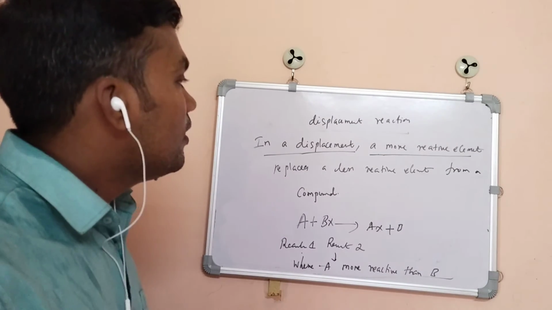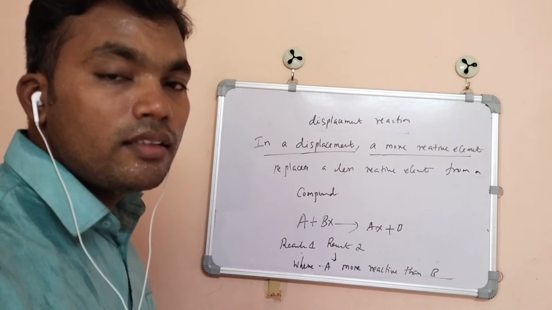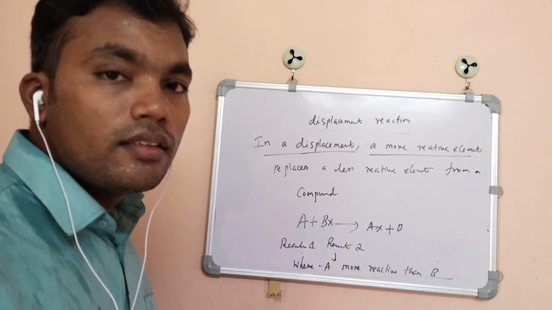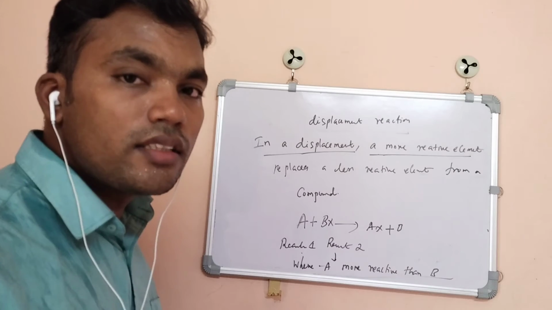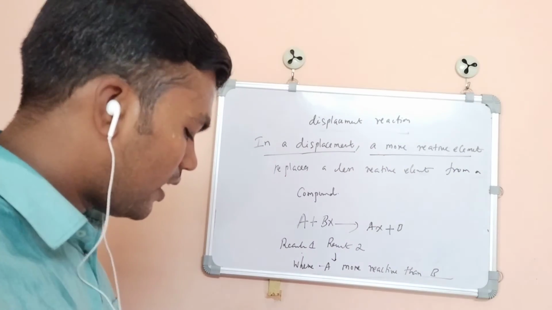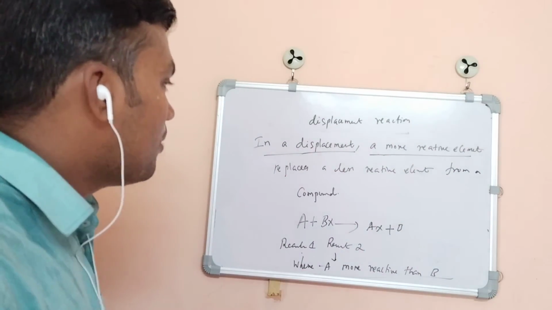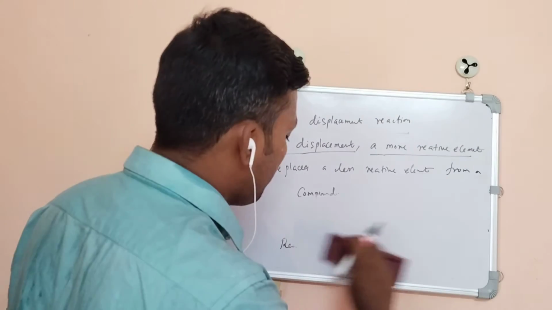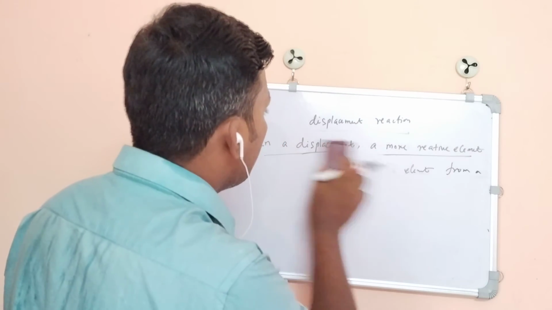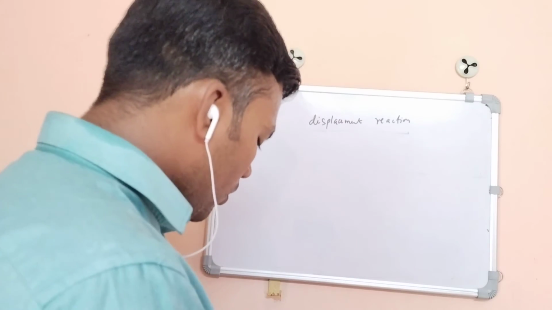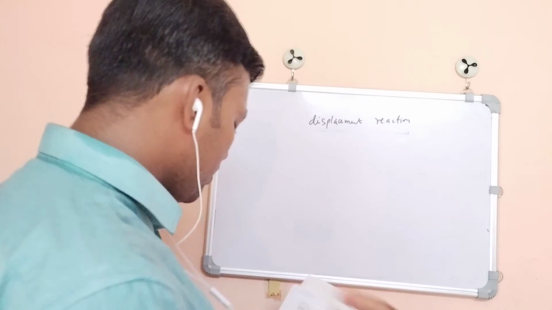Okay, in the double displacement reaction, what happens? If there is an exchange of ions between the reactants, those types of reaction can be called double displacement reaction. I will give some examples for the displacement reactions. Okay, now I am going to write some examples for the displacement reaction. What is the best example for the displacement reaction?